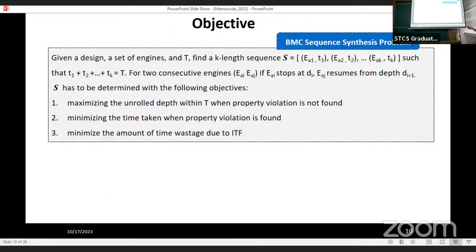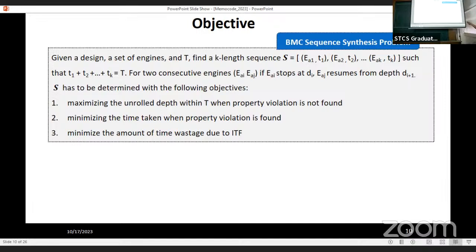So we set out to solve this problem. You have a design, you have a set of engines, and you have a time bound T. This is the contract given in the model checking competition. Every tool has to solve the problem within time T. If you can get a counterexample faster, then you are done. If you can reach better depth for uncertain instances, then you are also done.